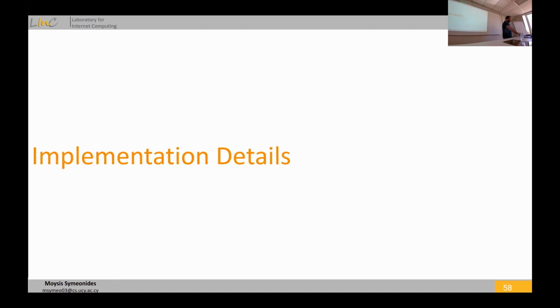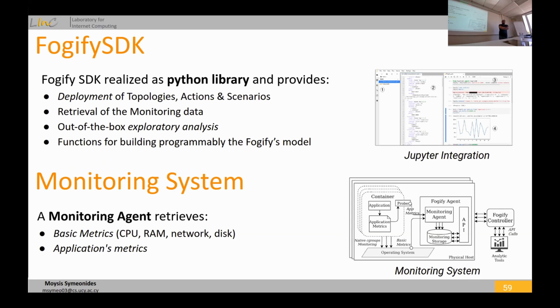So some implementation details about our framework. Starting from the Fogify SDK, the Fogify SDK is a Python library that provides methods for topology deployment and methods for users to deploy actions and scenarios at runtime.